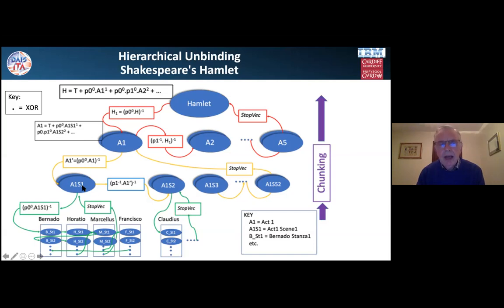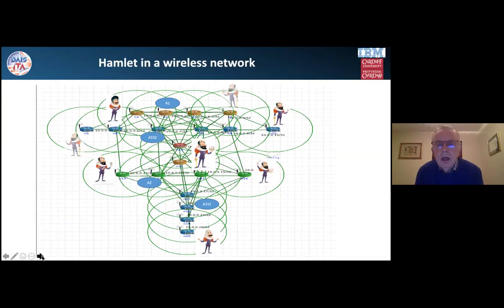And again, the same thing happens. Act 1, Scene 1 unbinds the vector, and it exposes stanza 1 for Bernardo. I'm not going into all the detail, but that can be broken down to the individual words of stanza 1, and if you want to, the individual letters of each of the words. But at this level, we're representing each of the actors as holding a number of the stanzas as vectors.